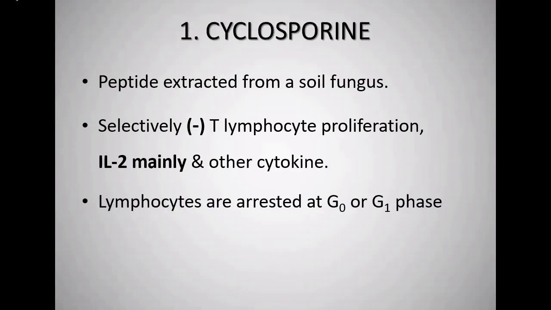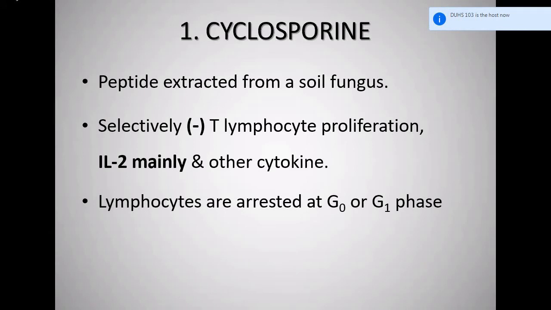Cyclosporine is chemically a peptide, and it is extracted from a soil fungus. What it basically does is inhibit the proliferation of the T lymphocytes. The T lymphocytes release many cytokines, the chemical mediators for the system. In the T lymphocyte, interleukin-2 is the main player related to the immune system, so cyclosporine mainly inhibits the release of interleukin-2.